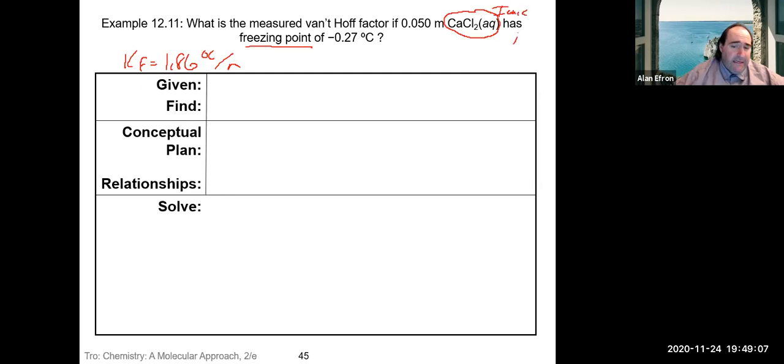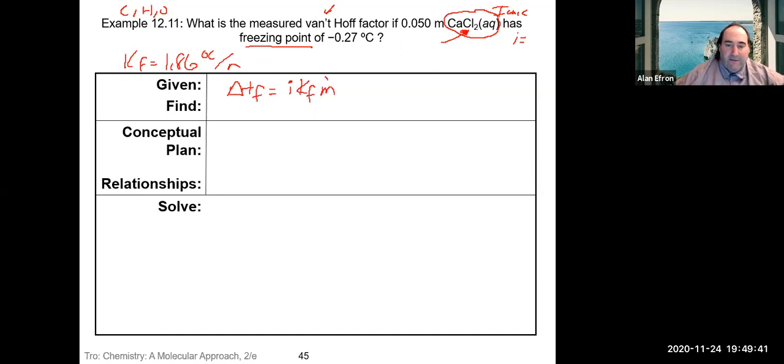So we do need to take the i into account since that's actually what we're trying to find. That, again, is a key for other problems. If you see something that's ionic, you've got to take that i into account. If you see something like we saw previously where it's just carbons, hydrogens, oxygens, that's going to be non-ionic. You don't have to worry about it. So our freezing point formula basically just changes by inserting that i in there, which in this case is what we're going to be solving for using the experimental information.